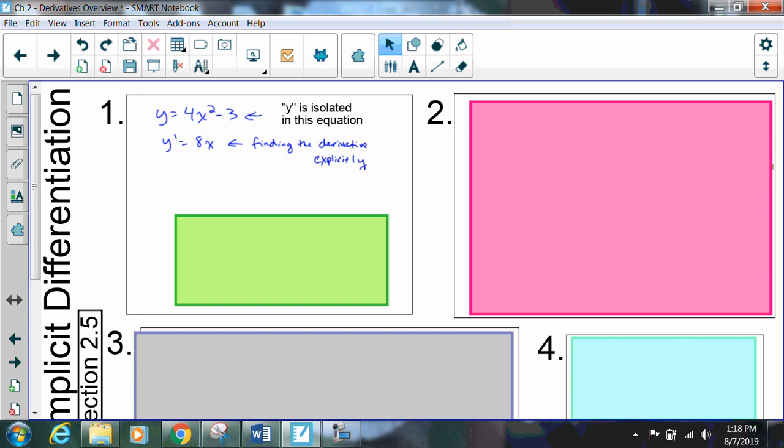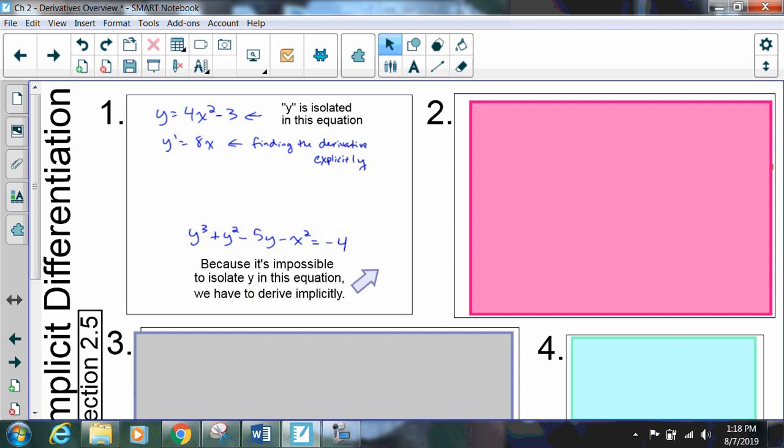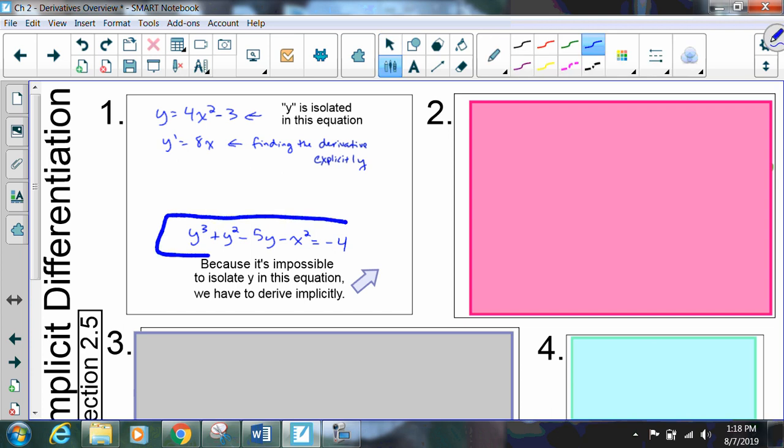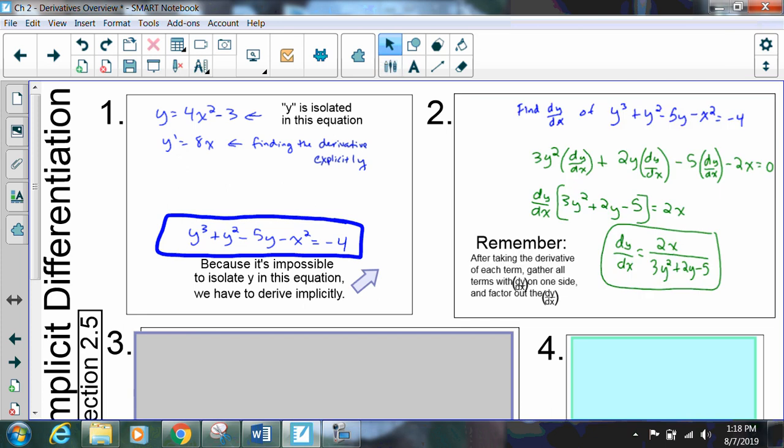So here we go. Let's see, right now, y is isolated, so we're finding the derivative explicitly in this first example. So that's what we've been doing up to now. But now we're going to be introduced to something called implicit differentiation, because let's look at this right here. We can't isolate y. We don't have a choice, so we have to learn a new way to find the derivative. And so ultimately, we're still taking the derivative of every term with respect to x.